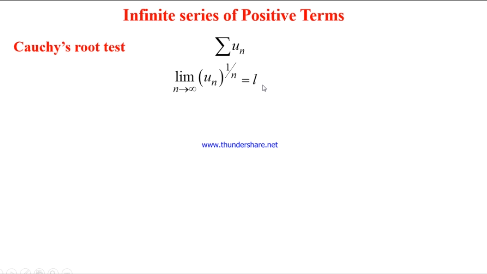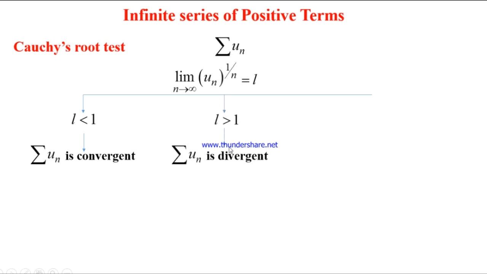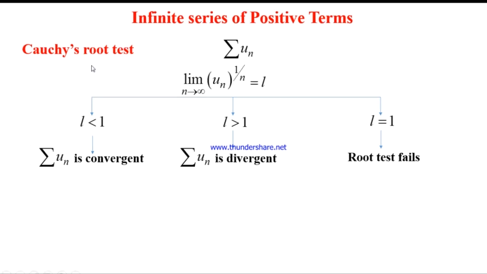Now, the nature of this infinite series directly depends on the value of this L. If the value of L is less than 1, in that case we will claim this infinite series is convergent. If L is greater than 1, we claim the series is divergent. And if L is equal to 1, we claim Cauchy's root test fails. Normally, we employ Cauchy's root test when un is given in the form f of n power g of n.